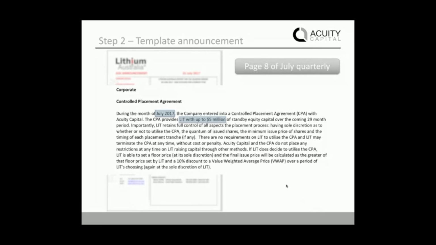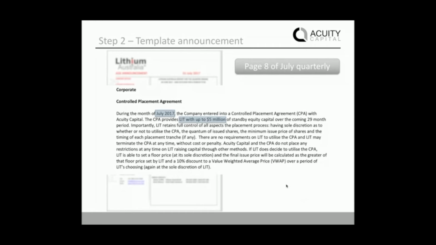And also importantly, there's no requirement on the company to utilize the CPA, and the company may terminate it at any time without cost or penalty. There's obviously no other restrictions on any other form of capital raising. And I think this is, I guess, the nuts and bolts of the product itself.